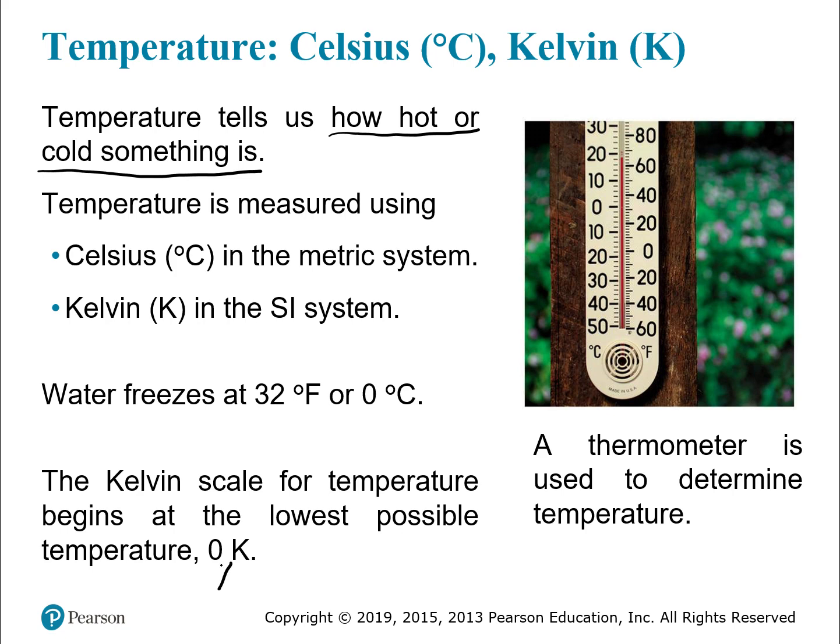And notice there's no degree sign. For Celsius and for Fahrenheit, which is what we're used to, there's a degree sign. Kelvin is absolute, so there is no degree. Okay? It is what it is. 0 means 0.